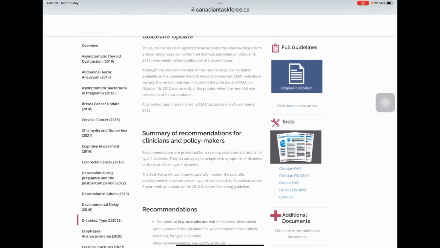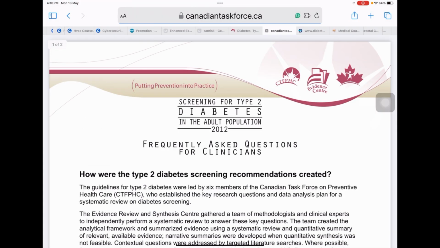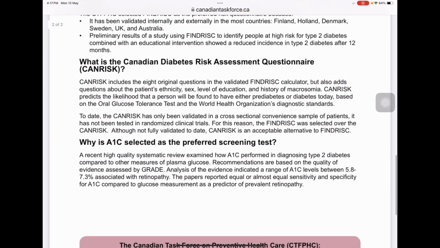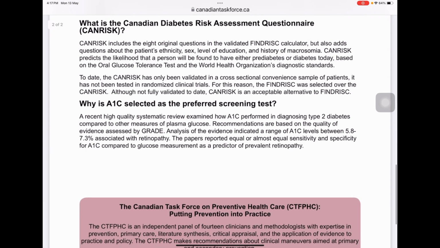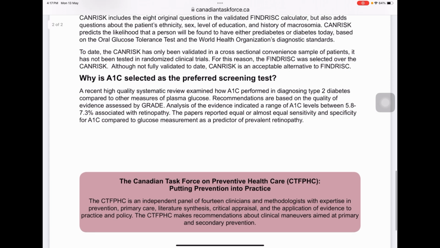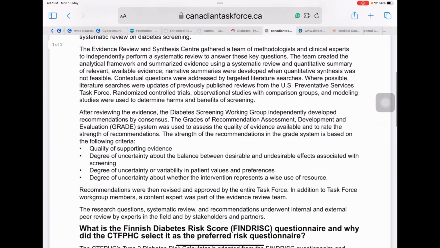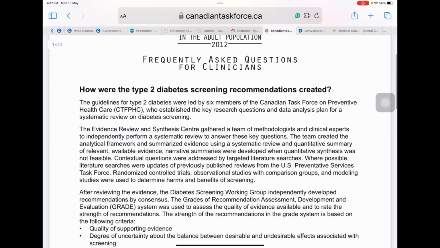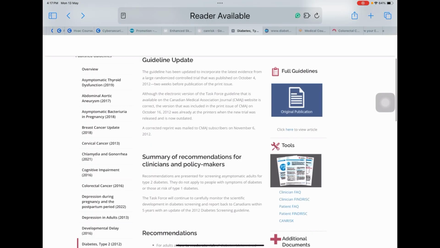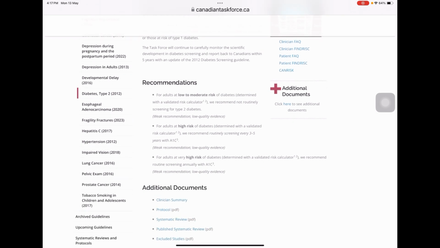So let me open one of the screening guidelines according to the Canadian Task Force. CANRISK is the tool that we have already discussed, which has been selected as a preferred screening test. Yeah, so there's nothing in here that we should read or emphasize. Let me see if there's anything else that you need to cover in this. Yeah, so that's just the same.